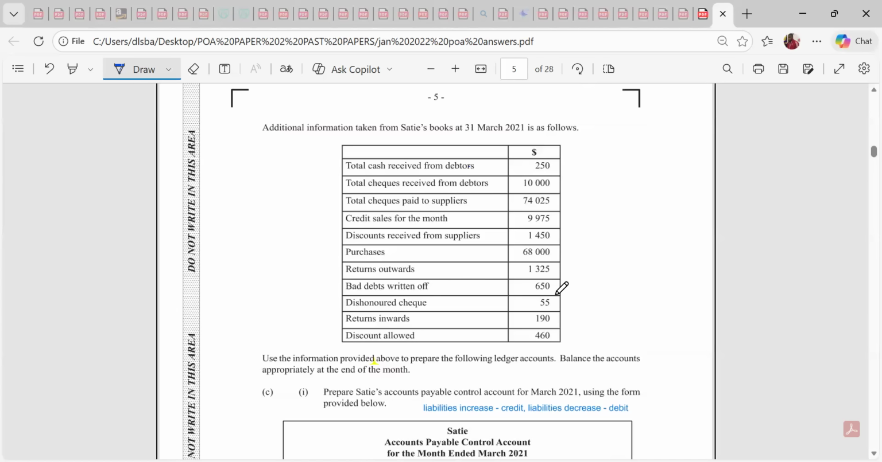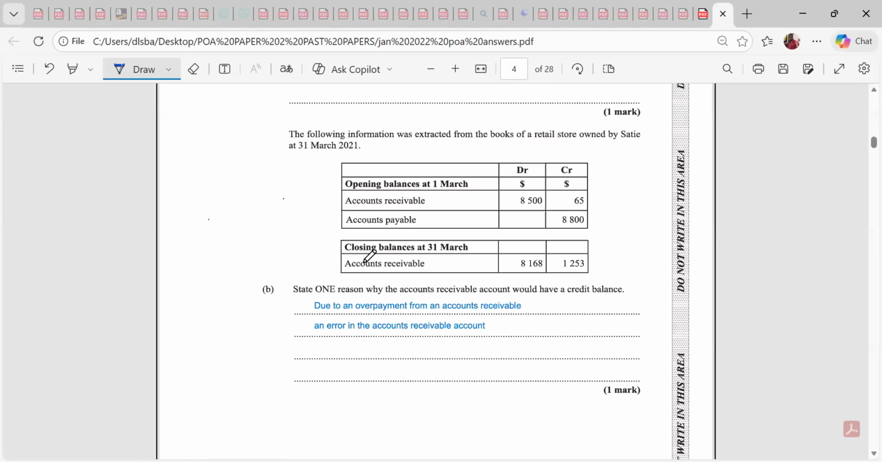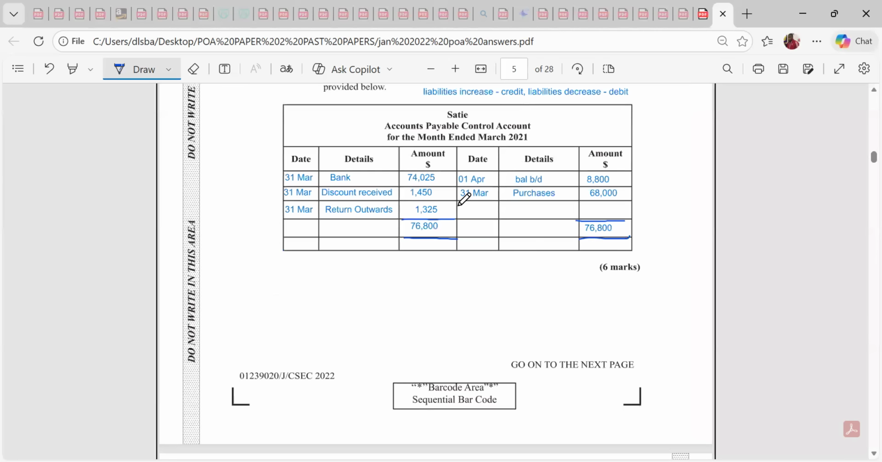Discount allowed, that'll be discounts we give to debtors. That's not going here either. So that is everything. So now I would do my balance carried down and balance brought down. But when I try to, I realize that both the debit side and the credit side are equal. So there's no balance carried down or brought down. And when I went back up, I realized that there was no closing balance for accounts payable, which means this must be correct since this has no closing balance. That was 6 marks.